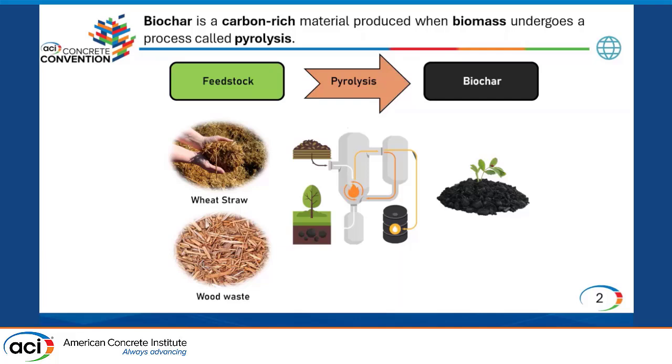We could use different feedstocks or biomasses to produce biochar. The most important ones are probably wheat straw and wood waste. Also, the pyrolysis could be done at different temperatures, heating rates and pressure levels. So depending on the feedstock type and the pyrolysis parameters, the final properties of biochar would of course be different.